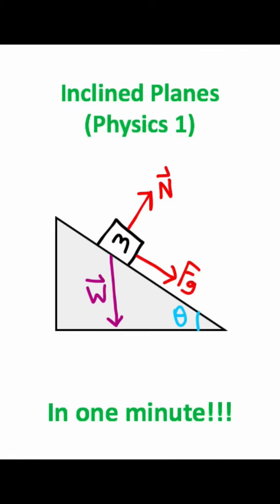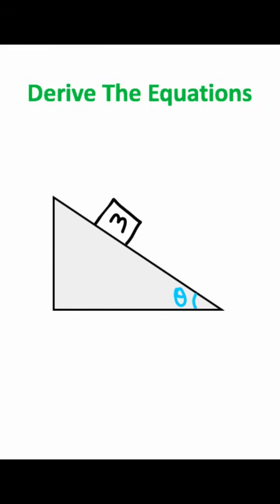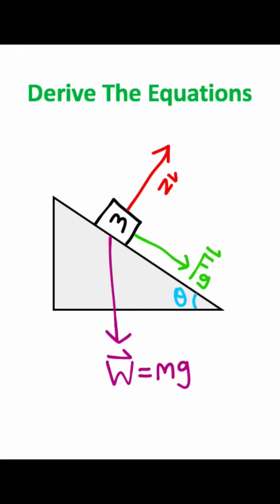Let's talk about solving inclined plane problems. So we're trying to derive an equation for the normal force, and we're also trying to derive an equation for the force of gravity. Now, we know that this block's going to have a weight force that points straight down because gravity pulls objects downwards.